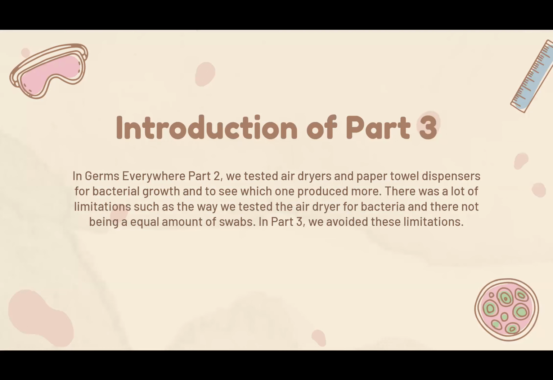So in Germs Everywhere Part 2, we tested the air dryers and paper towel dispensers for bacterial growth to see which one produced more. There were a lot of limitations, like the way we tested the air dryer and not having an equal amount of swabs, since we were swabbing different parts of the paper towel dispenser, so the results were not that accurate. So in part 3, we did it again and we avoided these limitations.